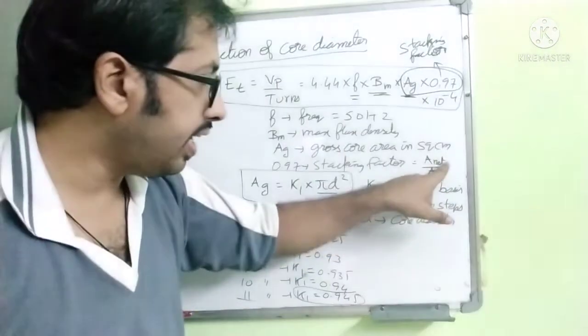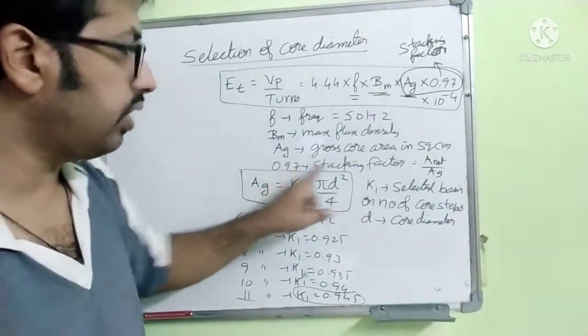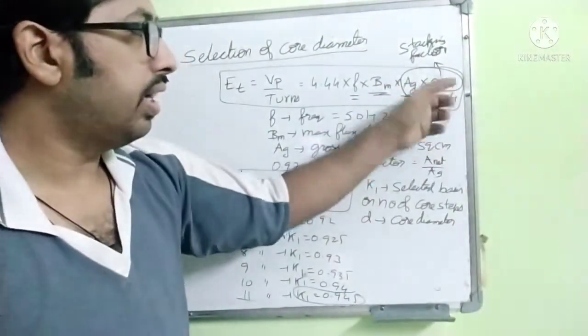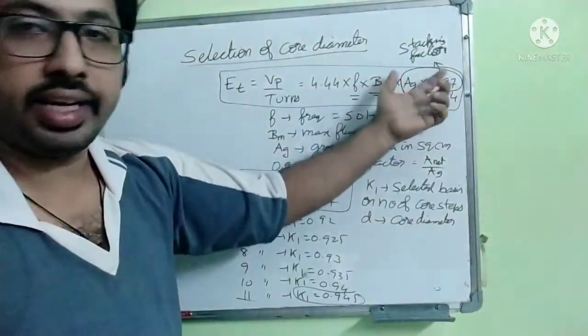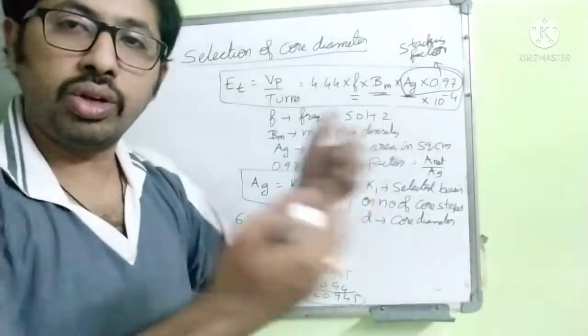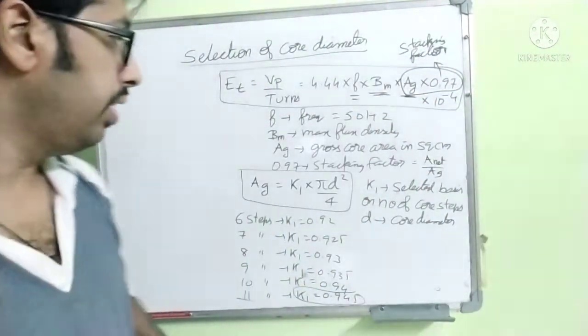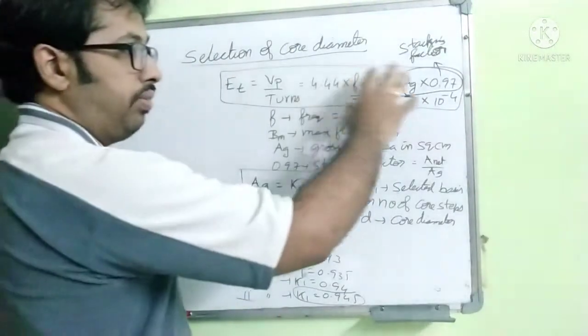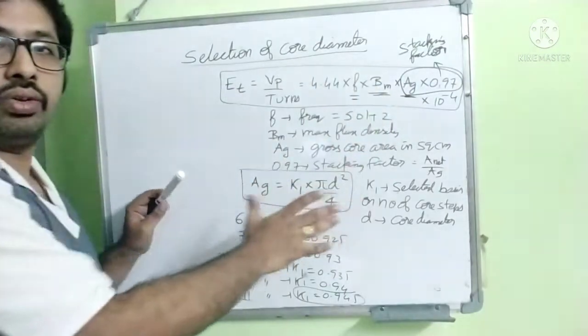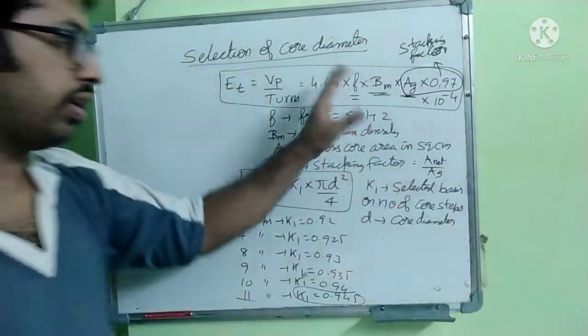To get the net area we multiply 0.97 into the gross area. This gives the net area, the pure core, and from that we derive the core diameter. So we got this formula. Learn the formula by heart. For the design of core diameter, this formula is necessary. This is the formula for EMF per turn.